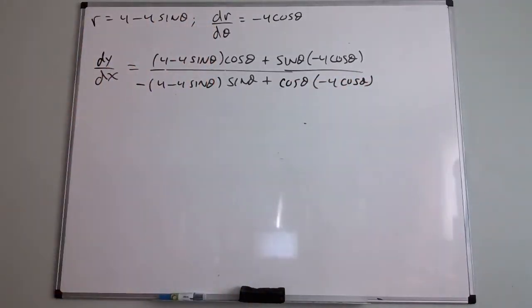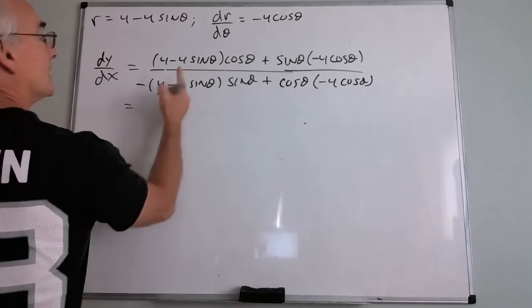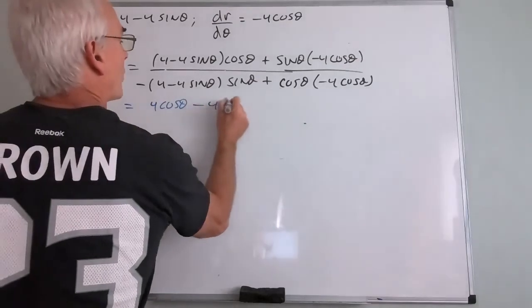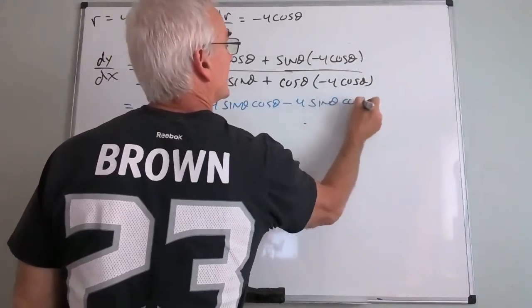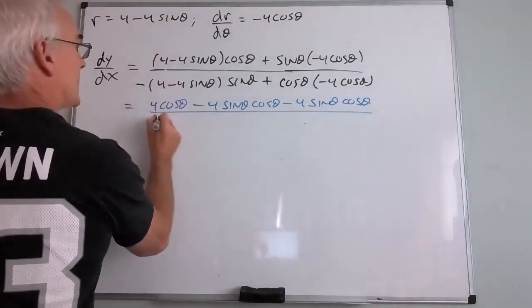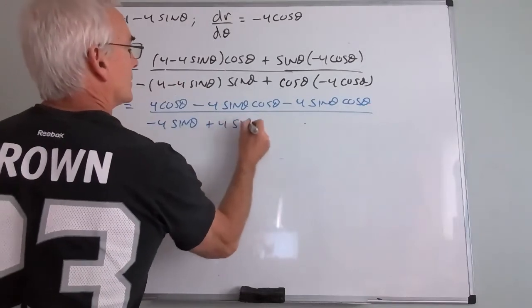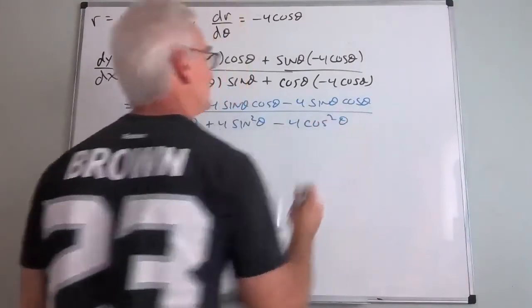Now, I don't know how this is going to reduce. I don't know if this is going to be convenient or not. So let me see. Blue pen here. Let's go ahead and distribute. I probably can lose some 4s, but not yet. So on top, I'm going to have 4 cos theta minus 4 sine theta cos theta minus 4 sine theta cos theta. That's a good thing. On the bottom, negative 4 sine theta plus 4 sine squared theta minus 4 cos squared theta.